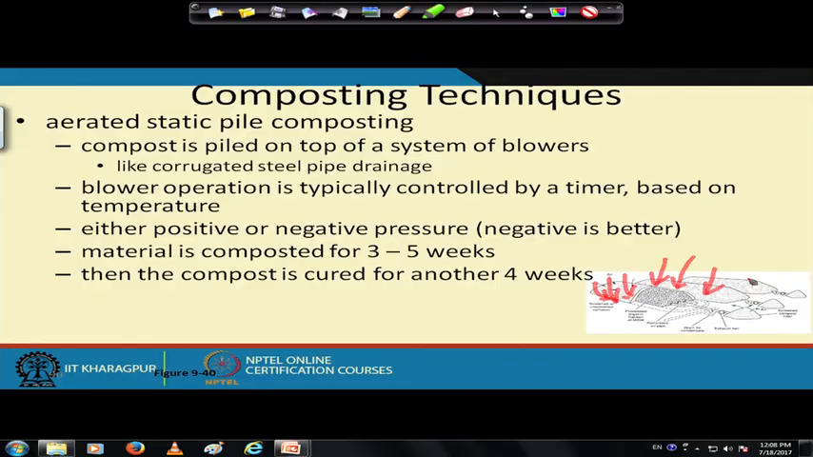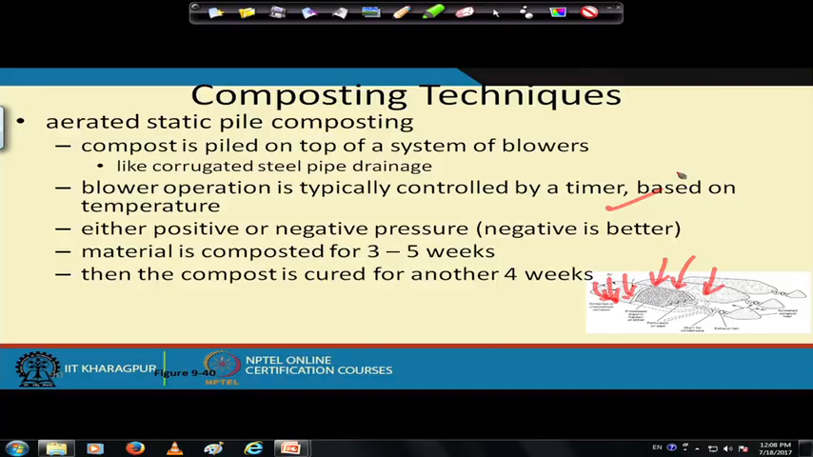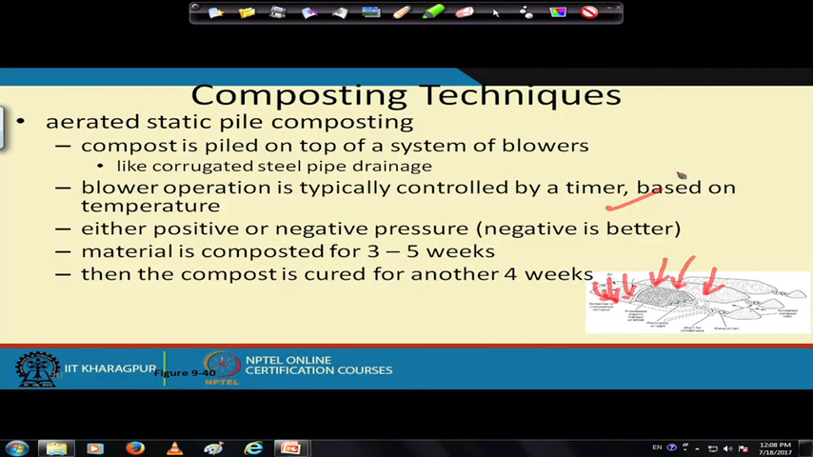You can also apply positive pressure. The blower operation is typically controlled by a timer, based on temperature. You don't want the temperature to go too high because there will be some fire issues as well. So based on temperature, you start the blower, and once the temperature gets too high, you stop, and then the cycle continues. So you can do positive or negative pressure, either vacuum or blowing. Material is composted in 3 to 5 weeks, slightly less. Then compost is cured for another 4 weeks. So that's used for composting like a static pile.